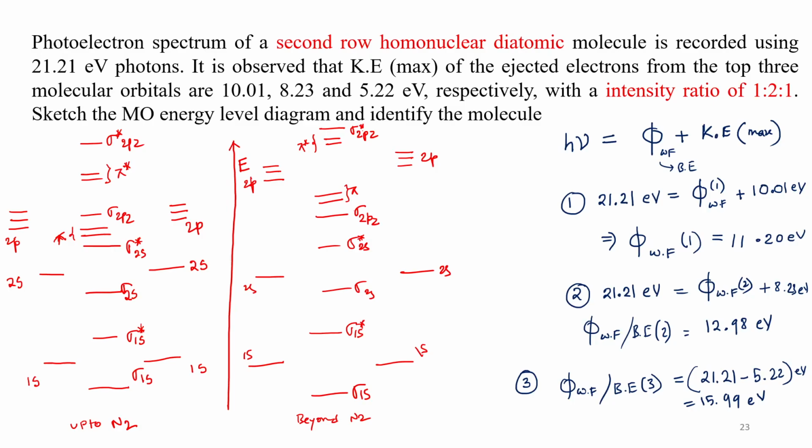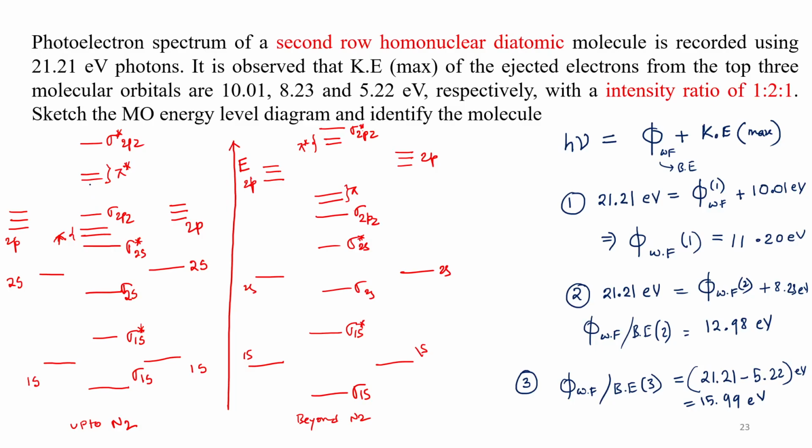So actually, the photoelectron spectrum follows the photoelectric effect, right? Okay, so the intensity ratio is now given as 1 is to 2 is to 1. Let us see which model fits that, up to N2 or beyond N2. From 1 is to 2 is to 1 we will also get the idea of which molecule it is, right? So let us see. Can it be something like that?